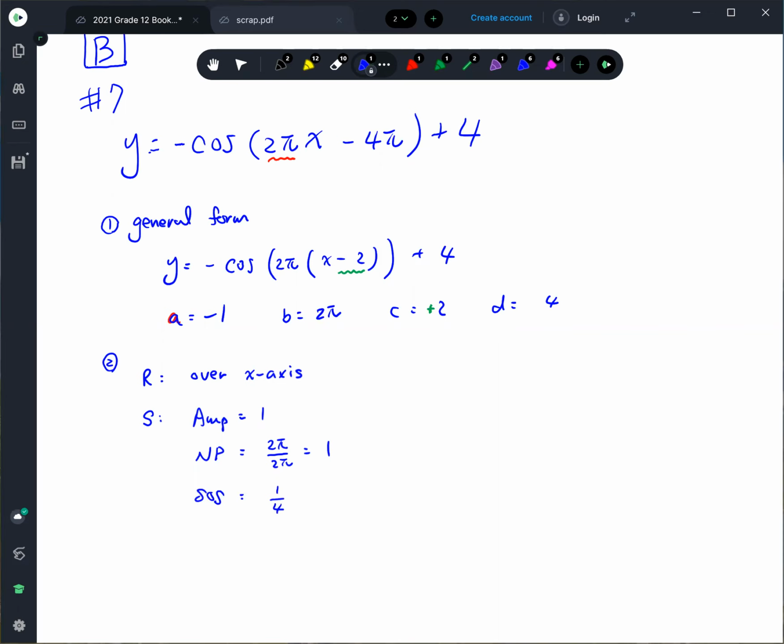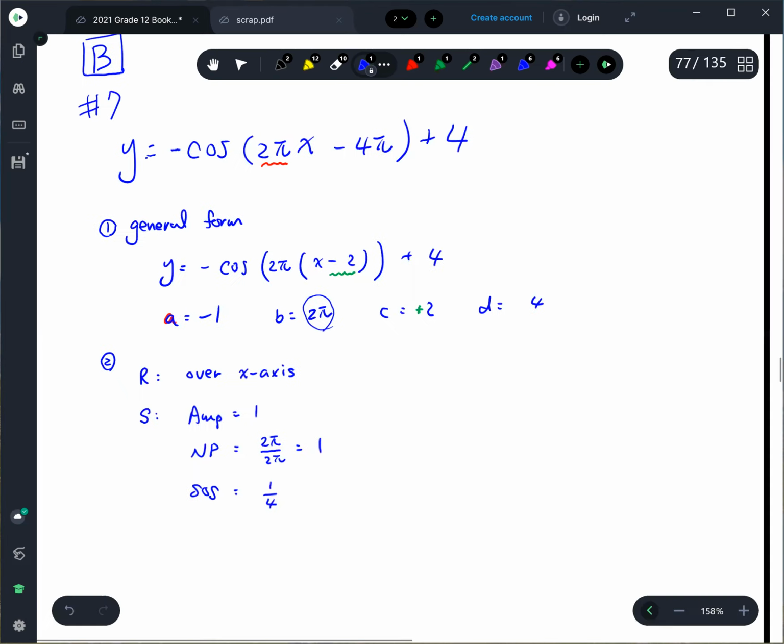So if any one of you forgot how to get the amplitude, you look at A. Okay, but A here is negative, you have to make it positive, okay? Because amplitude is talking about the height. Height is always positive. And then for new period, you take 2 pi divided by the value of B. And make sure it's positive as well. Okay, and then size of space, you found a period, you divided by 4. Always divide by 4. Okay, last thing is the T.